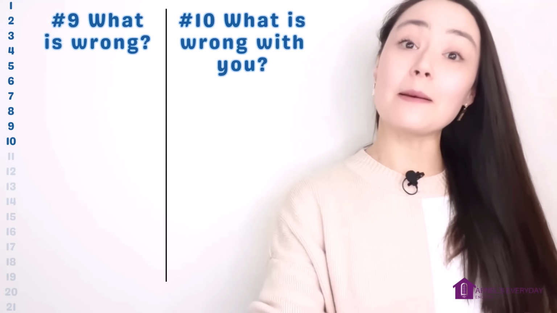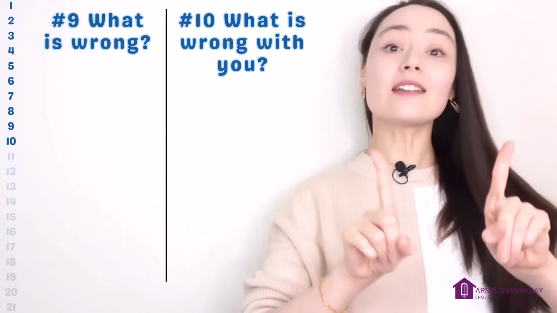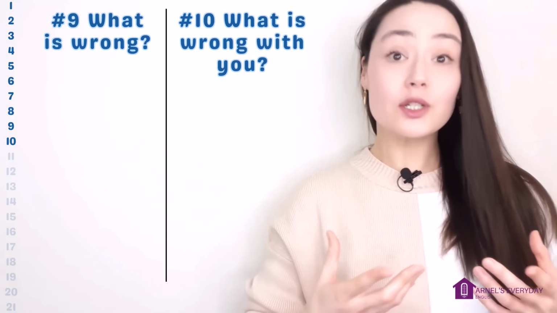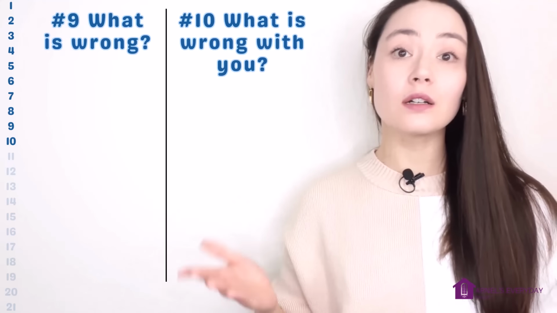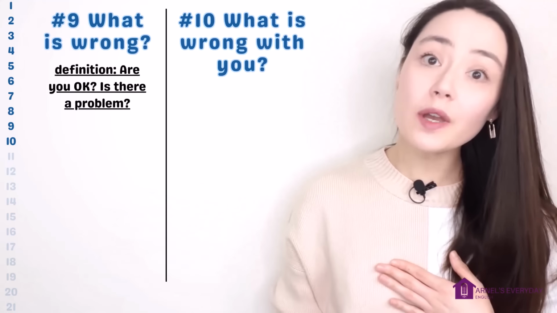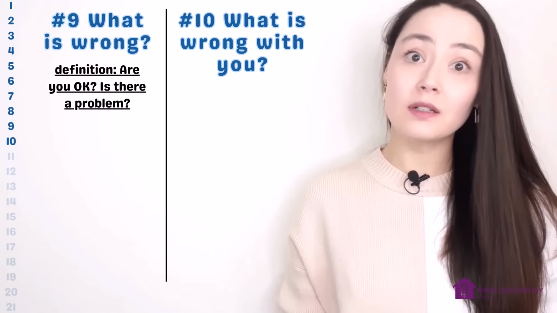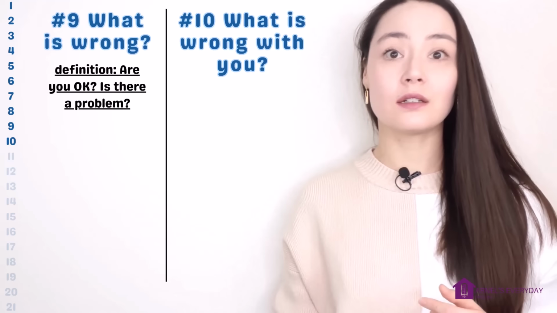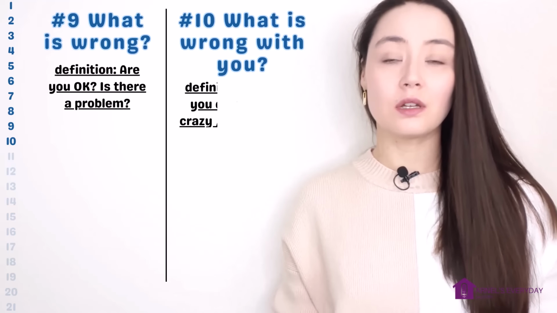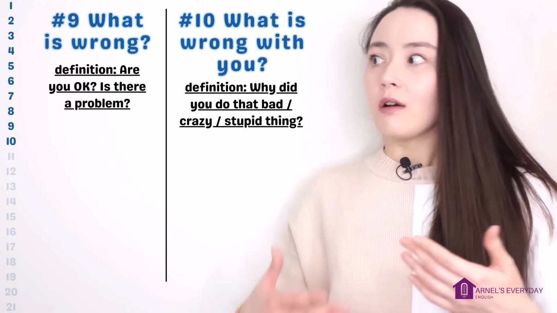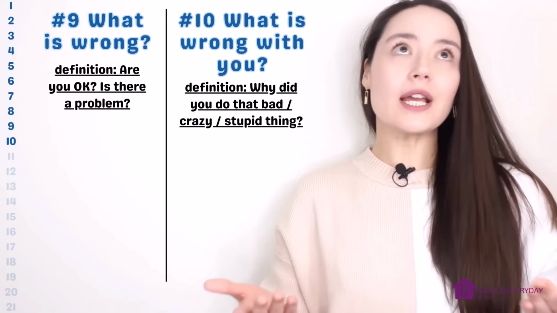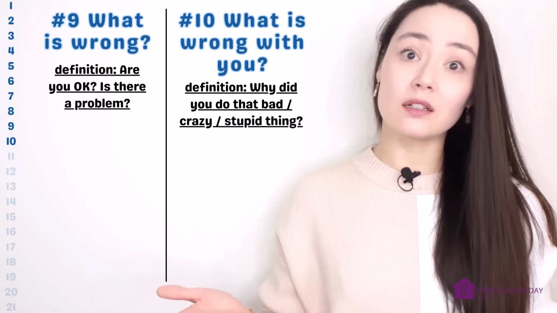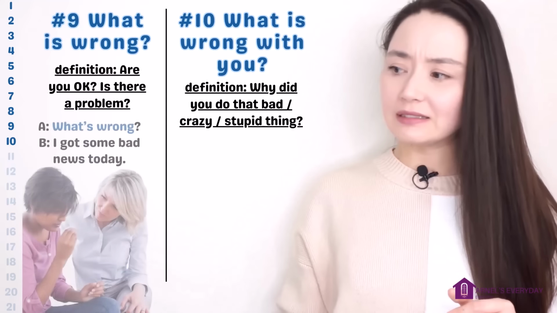Number 9 and number 10. Let's do these side by side because they look so similar. Number 9. What's wrong? Definition. Are you okay? Is there a problem? Number 10. What's wrong with you? Definition. Why did you do that bad, crazy, stupid thing? What's wrong?